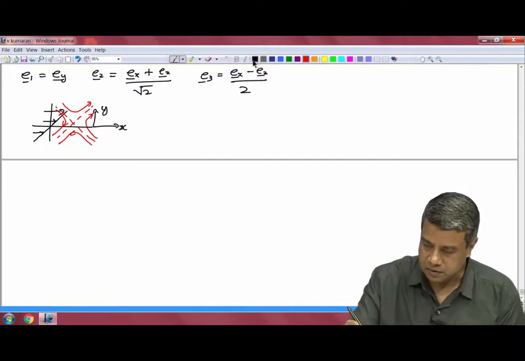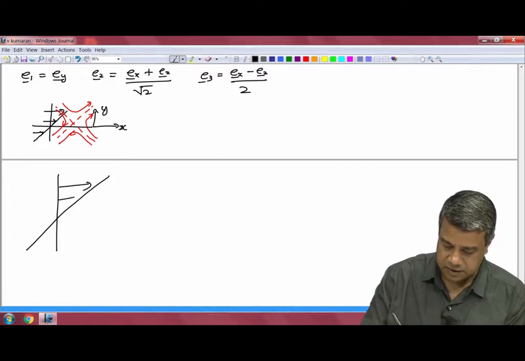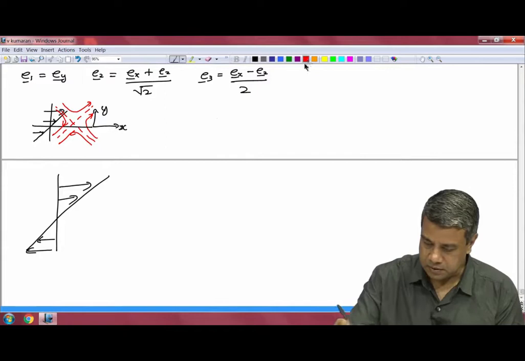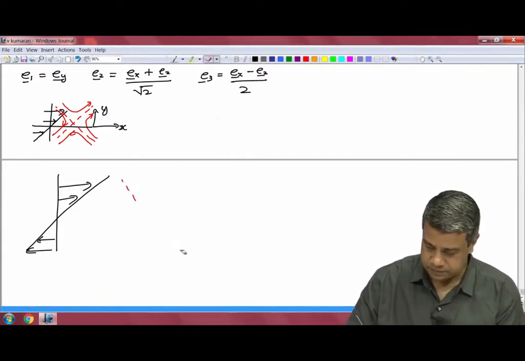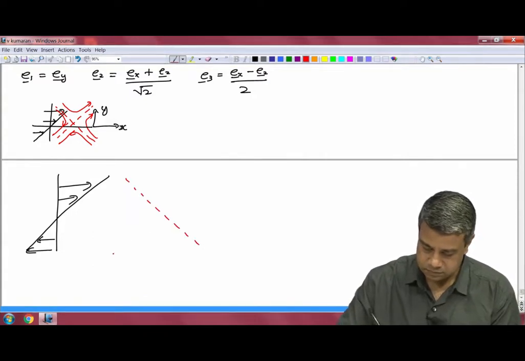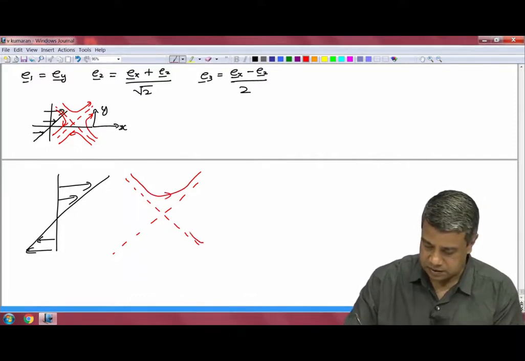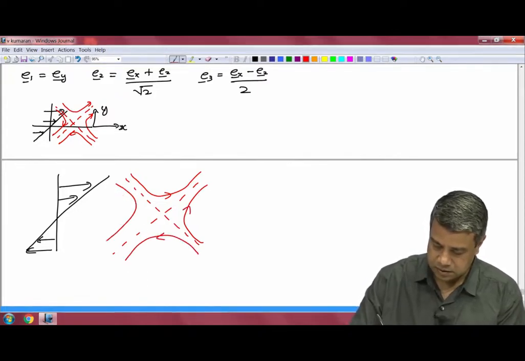So, let me draw it a little more larger. If I have a velocity gradient that looks like this, then I can separate it out into a direction of extension and a direction of compression. So, the compression along this axis and extension along this axis gives a flow field that looks something like this.